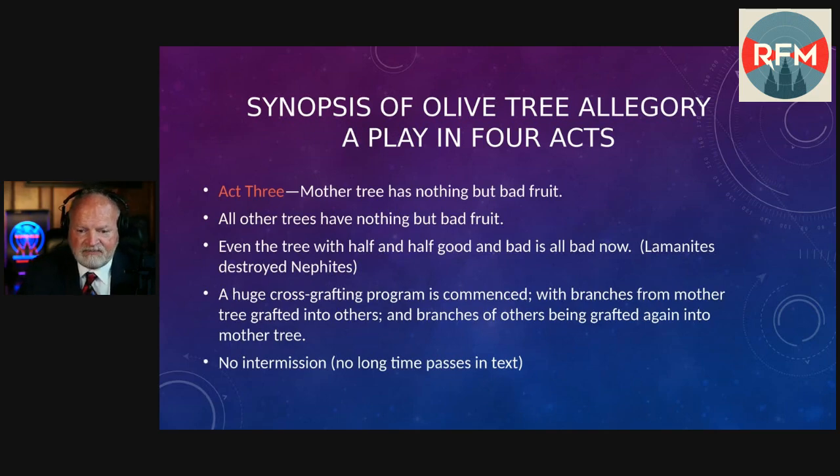And we have Act 3. Now, the vineyard owner comes back after this long pause and he finds that whereas in Act 2 everything was going great, in Act 3 everything's going badly. Act 3, the mother tree has nothing but bad fruit. All other trees have nothing but bad fruit. Everything's going bad. Even the tree with half good and half bad is now all bad. And that's the Lamanites destroying the Nephites, of course.